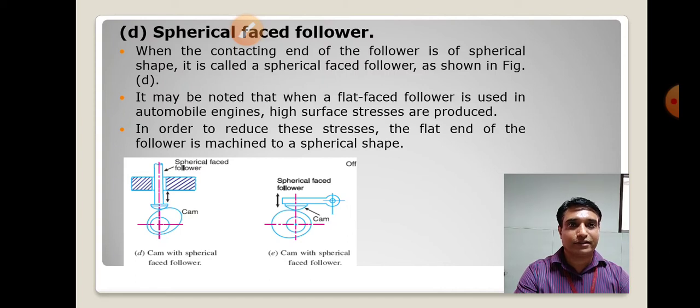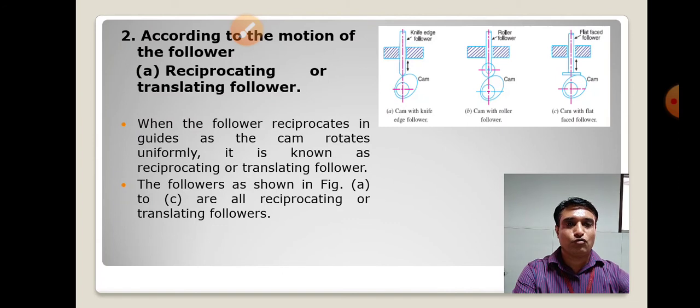It may be noted that when a flat-faced follower is used in automobile engines, high surface stresses are produced. In order to reduce these stresses, the flat end of the follower is machined to a spherical edge. So we can very easily convert a flat-faced follower into a spherical faced follower by operating in a proper manner. So this is the spherical faced follower.